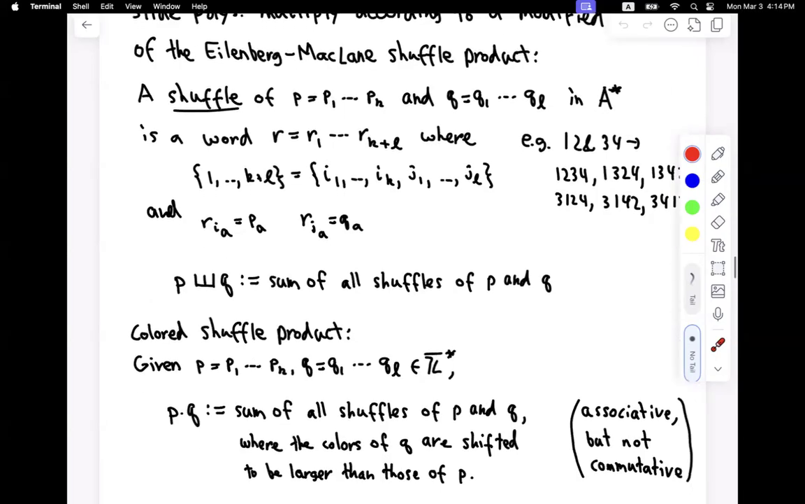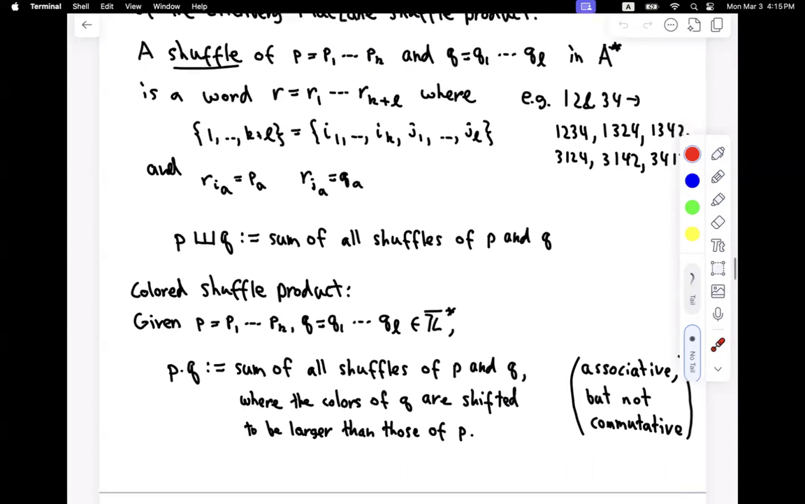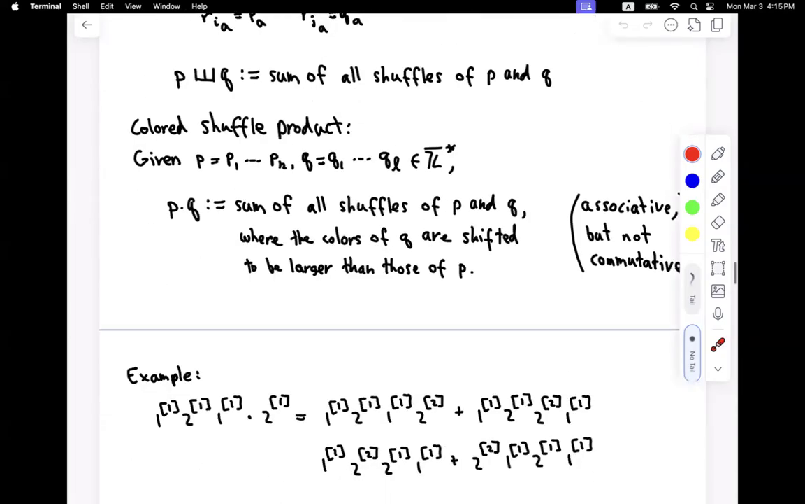And then we have the colored shuffle product. So now I have two words that are going to live in Z bar star. So these are words of colored integers. And we're going to define P times Q to just be the sum of all shuffles of P and Q, where the colors of Q are shifted to be larger than those of P. Okay, it just sort of keeps track of which integers came from P and which came from Q. So here's a quick example.